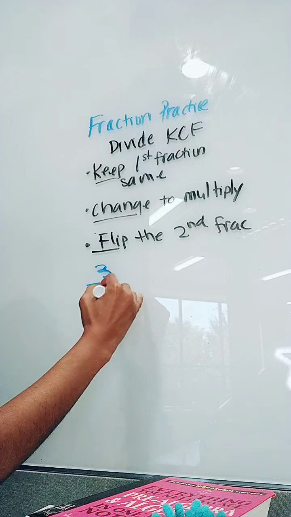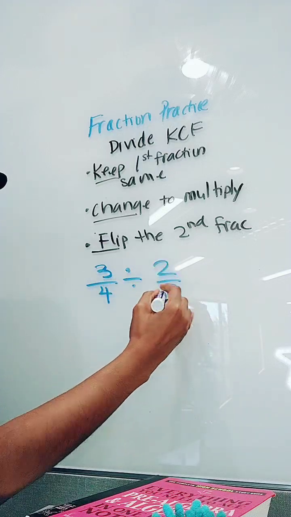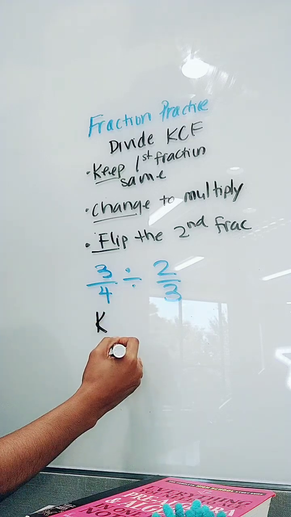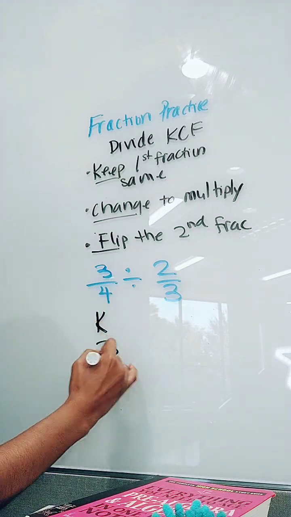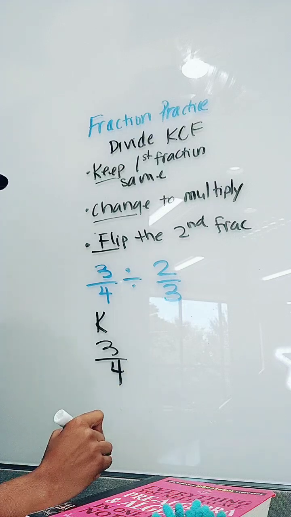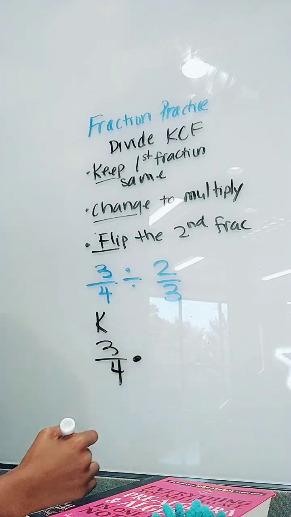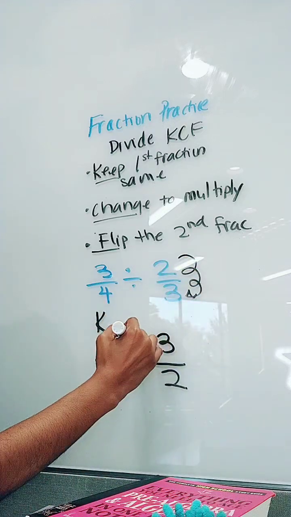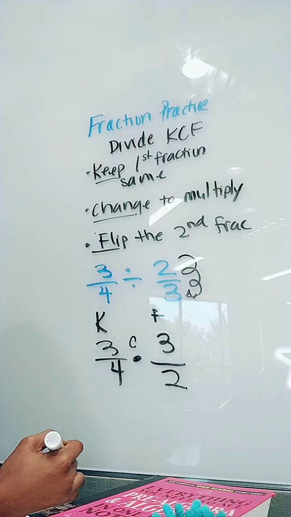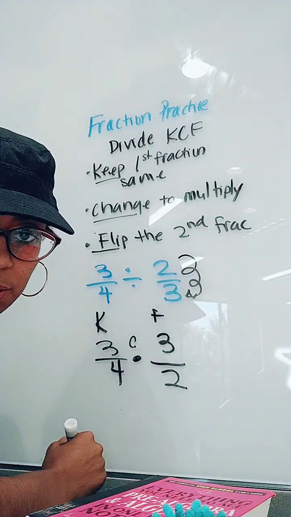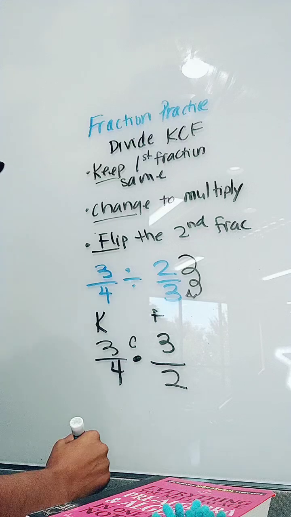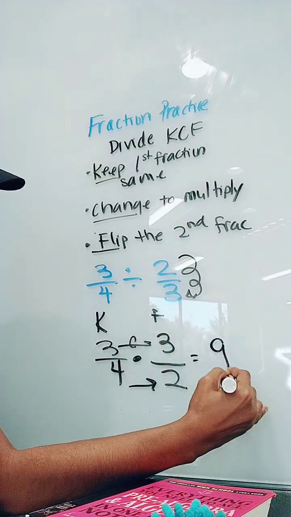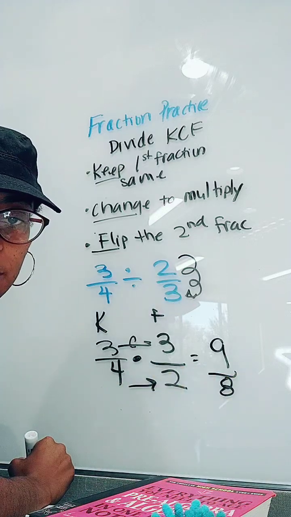Let's say we had 3/4 divided by 2/3. This fraction does not change. It stays the same, okay? You keep it the same. So that means I'm just going to have, can y'all see that? 3/4, right? This sign is going to become multiplication. And this one is going to literally do a somersault and become 3/2. So change and then flip. And then you would just multiply straight across like normally. 3 times 3 is 9. 4 times 2 is 8. And you would be done.